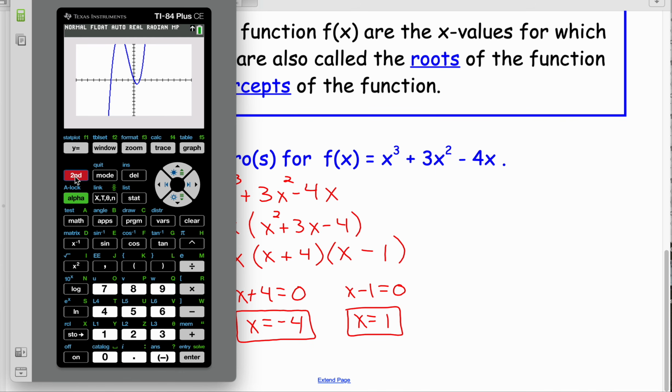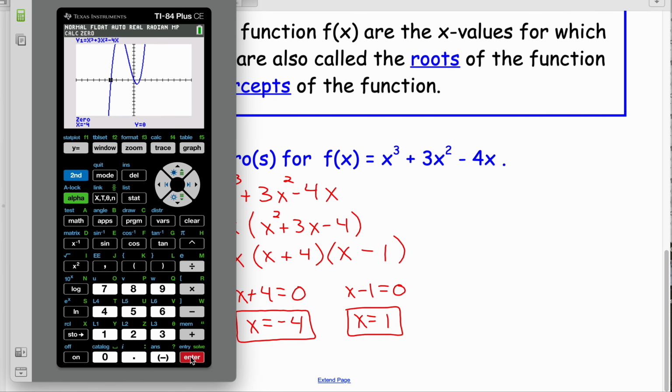But if I press second trace, it has an option to find a 0. And then it wants a left bound. So I'll go to the left. That's good. Enter. Give me a right bound, so I go a little bit past the 0. Enter, guess, enter. And there's my answer, x equals negative 4.